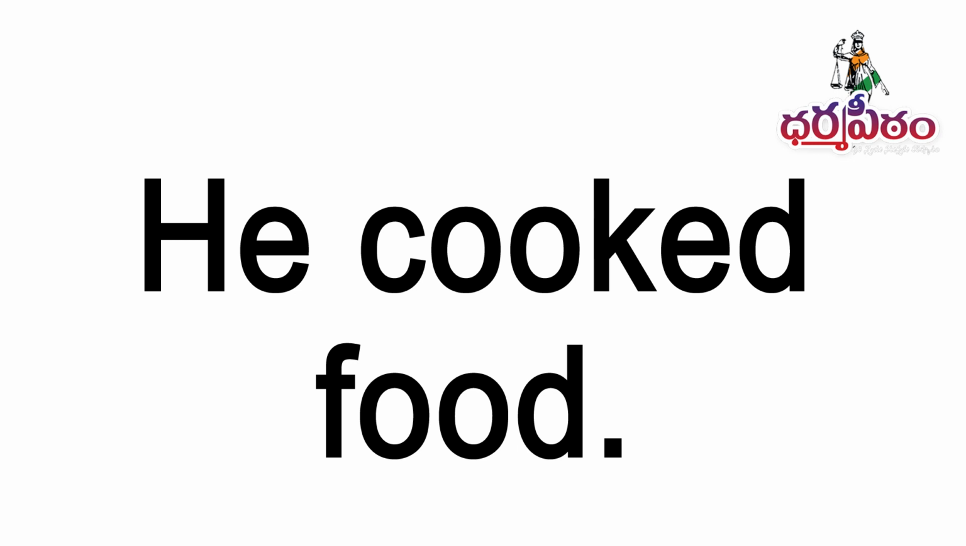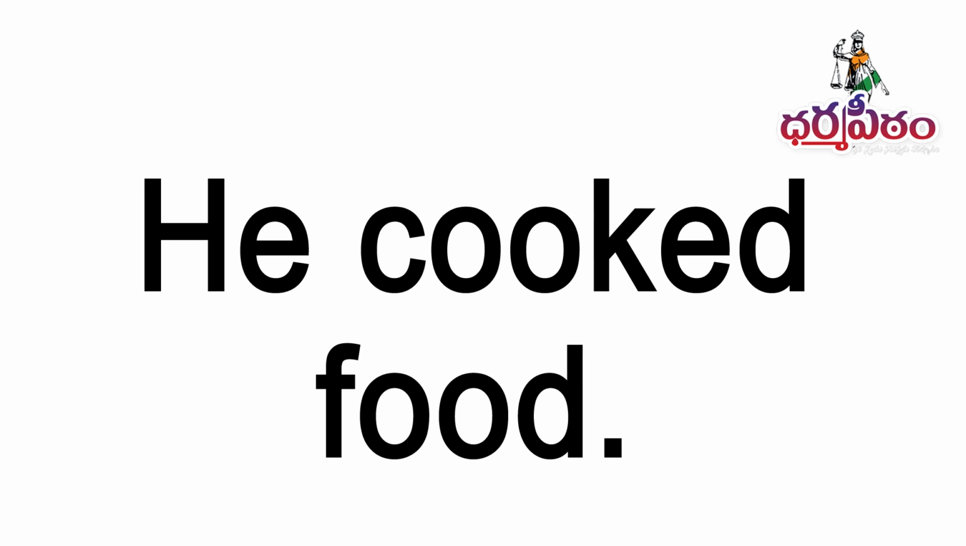In a similar way, we have predicates also of three different types. The first one is the simple predicate. Only a single word, a verb, or a main verb with an auxiliary verb. When that particular unit is considered as a predicate, that is called a simple predicate, right? So we can say, he cooked food.